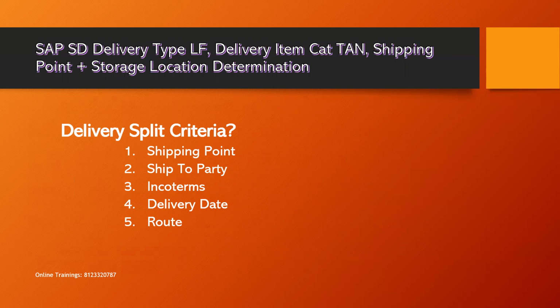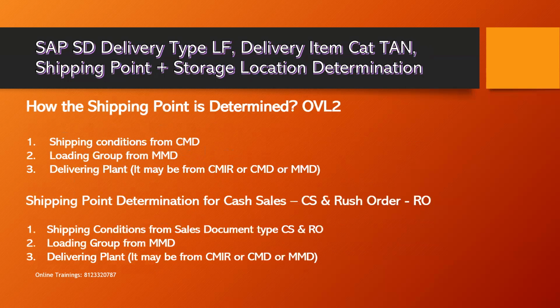So you have to explain what the delivery split criteria means. Number 1, shipping point. Number 2, ship to party. Number 3, Incoterms. Number 4, delivery date. And number 5 is the route, which we need to explain during the interview.